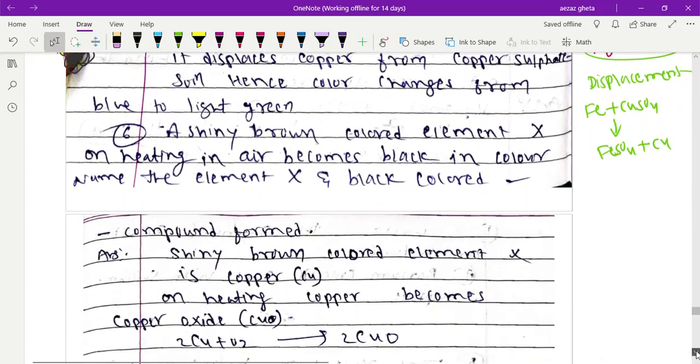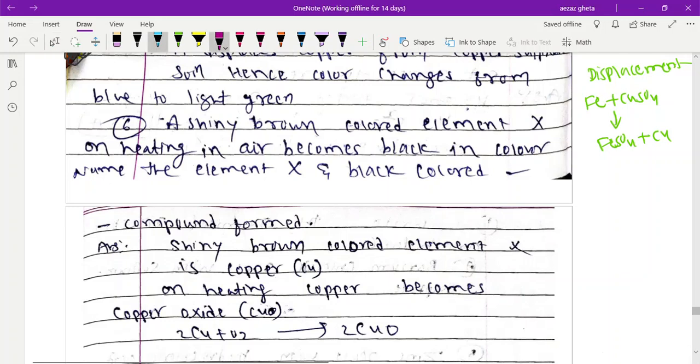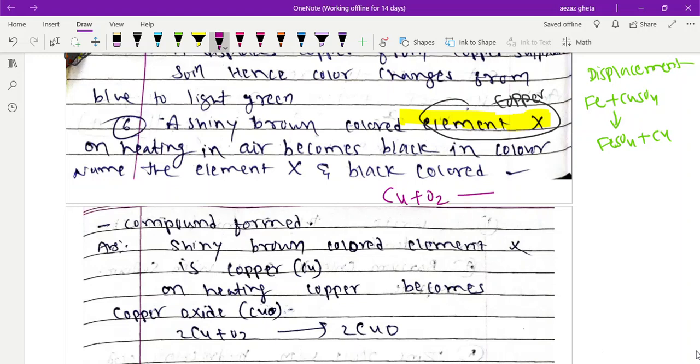Is it clear? A shiny brown colored element X. See, whenever a brown color element comes, it is copper, remember. When copper is heated in air, it forms black color copper oxide. O2 is there, here you can see, so to balance, 2 and this 2 copper. One more thing: if you pass hydrogen gas over copper oxide, it will become brown color copper again and H2O.